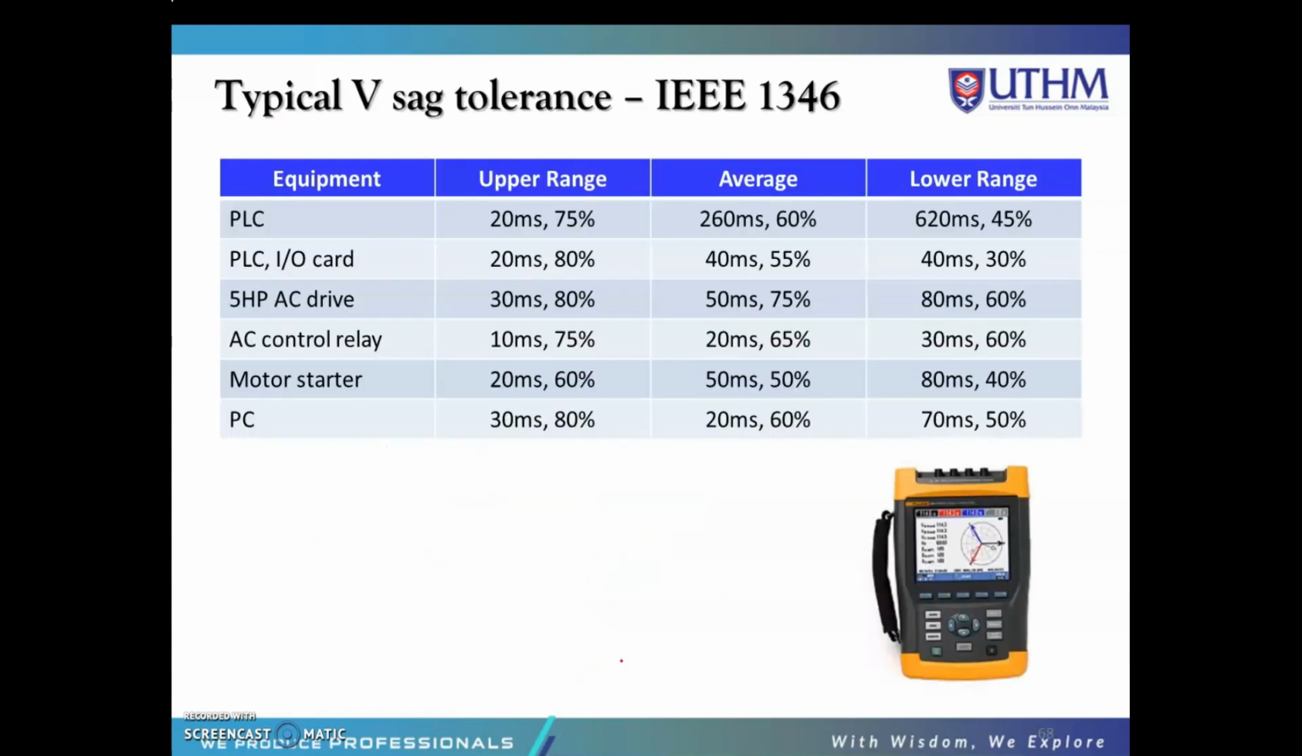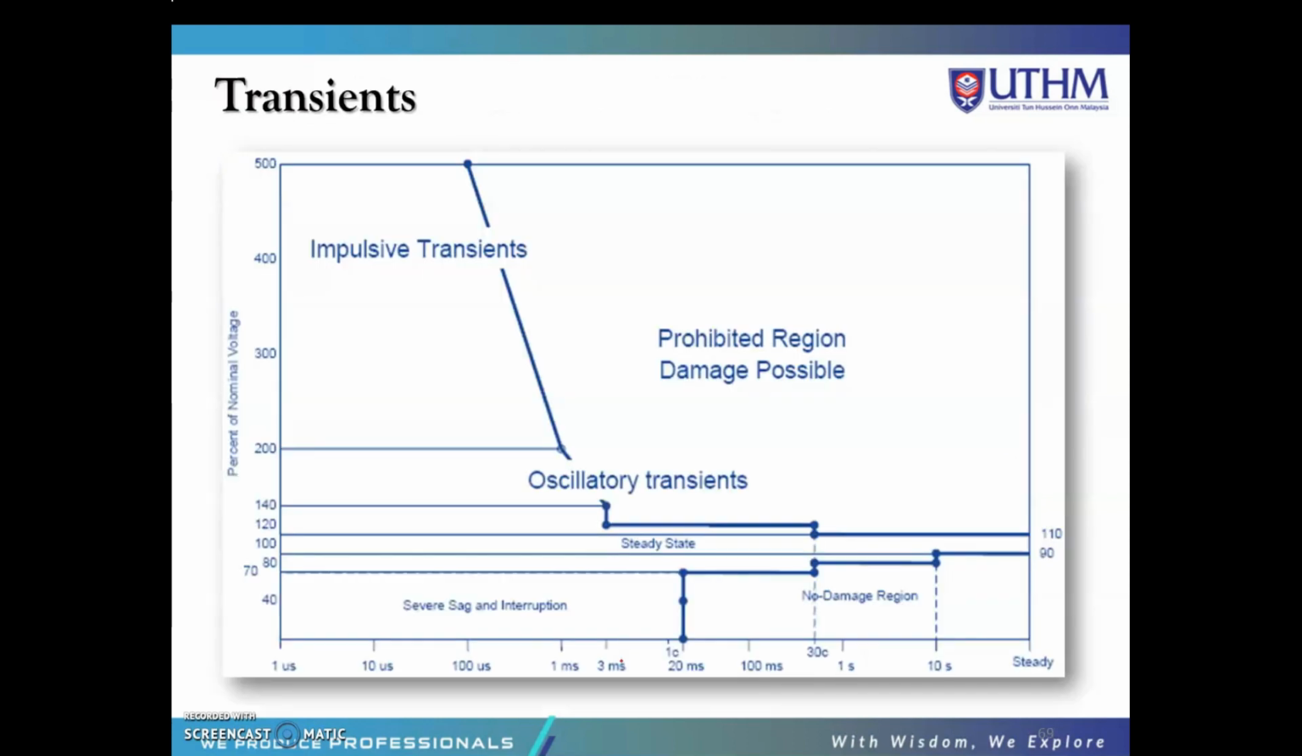This is the typical voltage sag tolerance referring to IEEE 1346 for different equipment. For example, we have PLC. The upper range is 20 milliseconds at 75%, or 0.75 per unit, then average is 260 milliseconds at 60%, and lower range is 620 milliseconds at 45%, and so on.